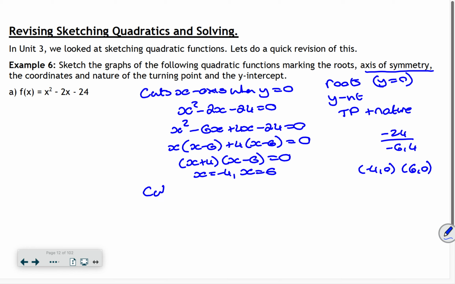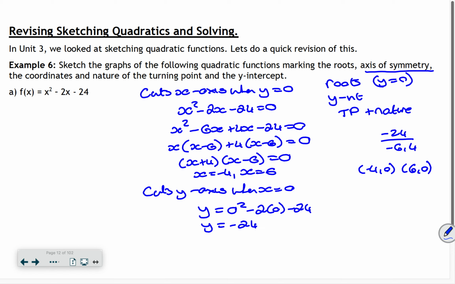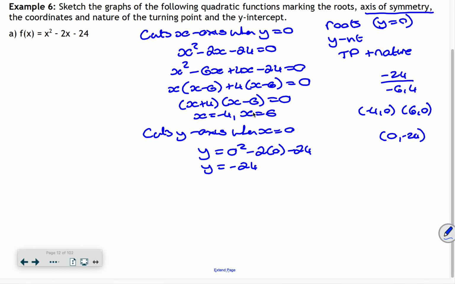We can say that it cuts the y-axis when x is equal to 0. So that would be y is equal to 0 squared minus 2 times 0 minus 24. So y has to be minus 24. So it cuts the y-axis at (0, -24). So we've got that. Now let me start to sketch it.